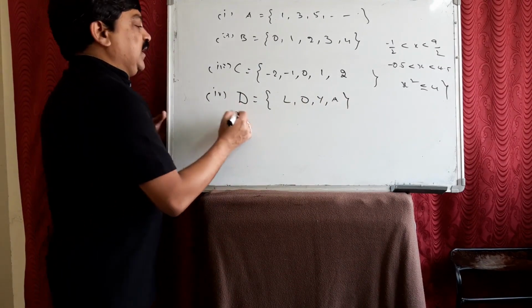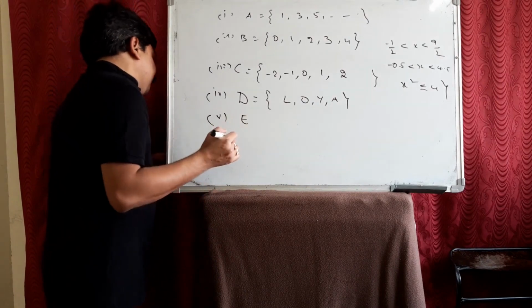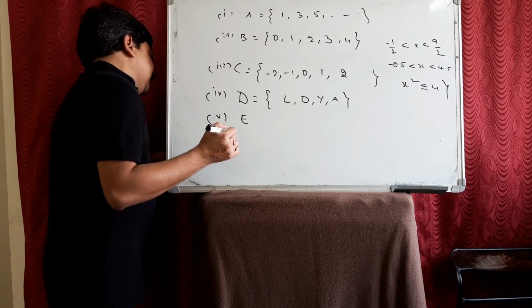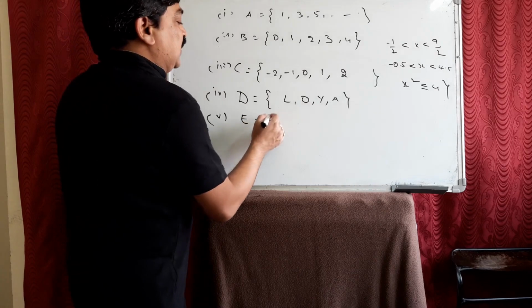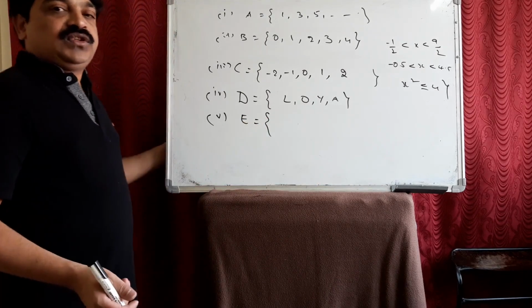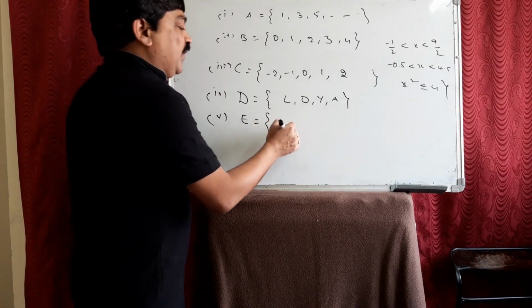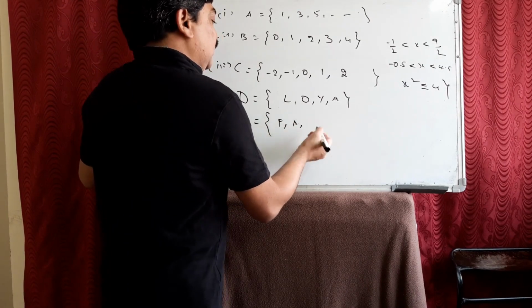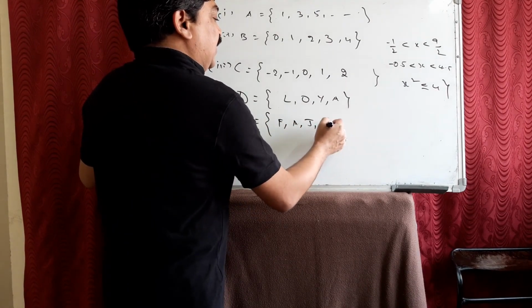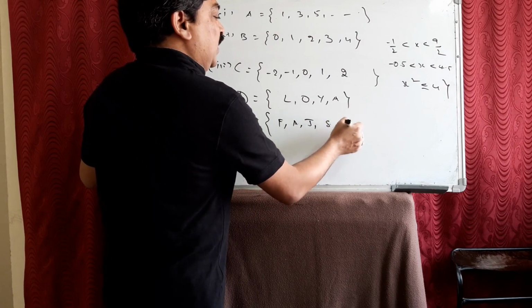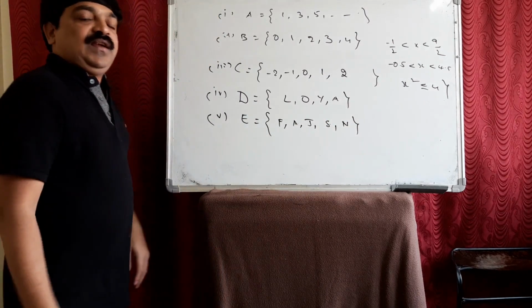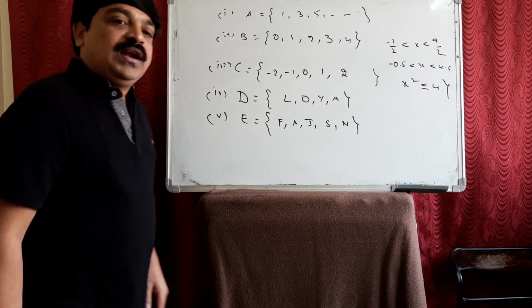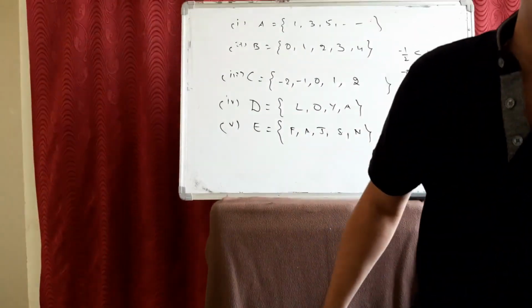Next. E: x is a month of a year not having 31 days. You should write the months of a year which are not having 31 days. February, April, June, September, November. That's it. These are the months where you don't have 31 days. Okay.